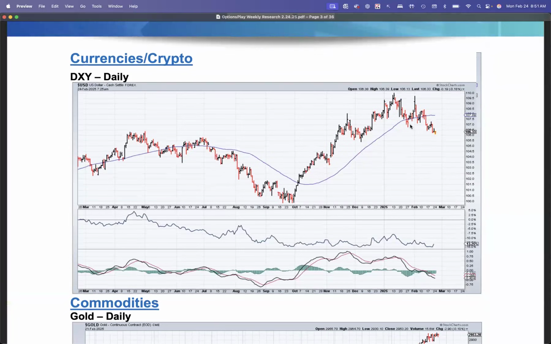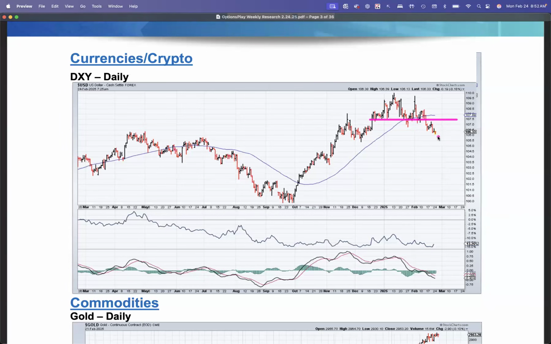The dollar index is now broken below that major support level around 107 or so, and that's going to provide some level of support here for equities as yields continue to decline.